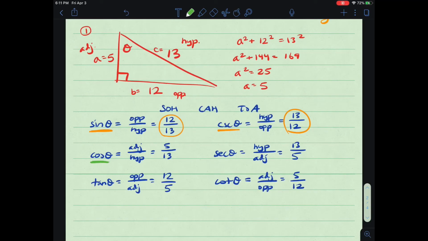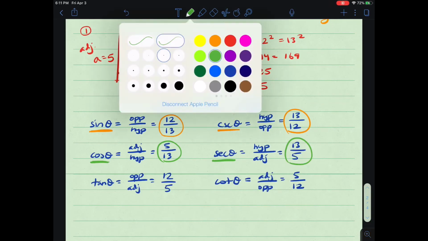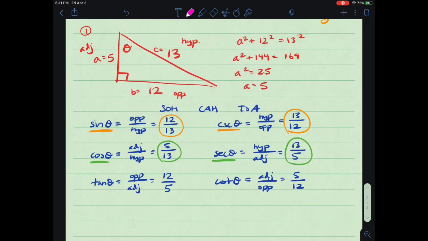Similarly, when you look at cosine of theta, that was equal to 5 over 13. When you look at secant of theta, that's just 13 over 5. We're just switching the numerator and denominator. And lastly, when you see tangent of theta, and that's 12 over 5, cotangent of theta is 5 over 12.